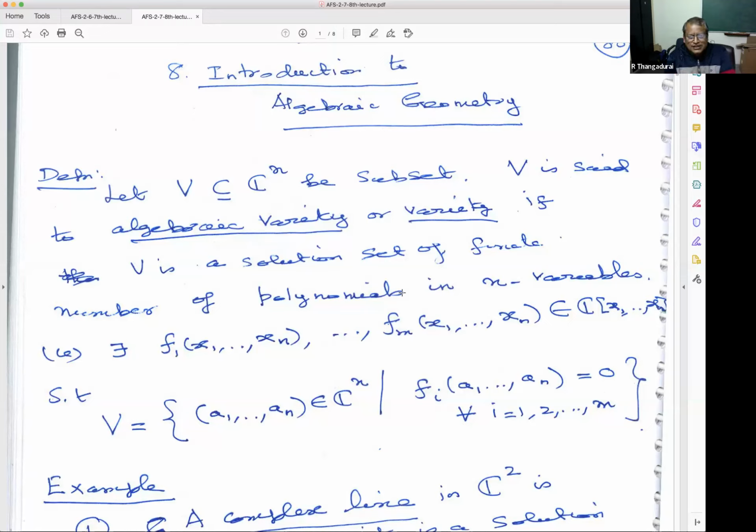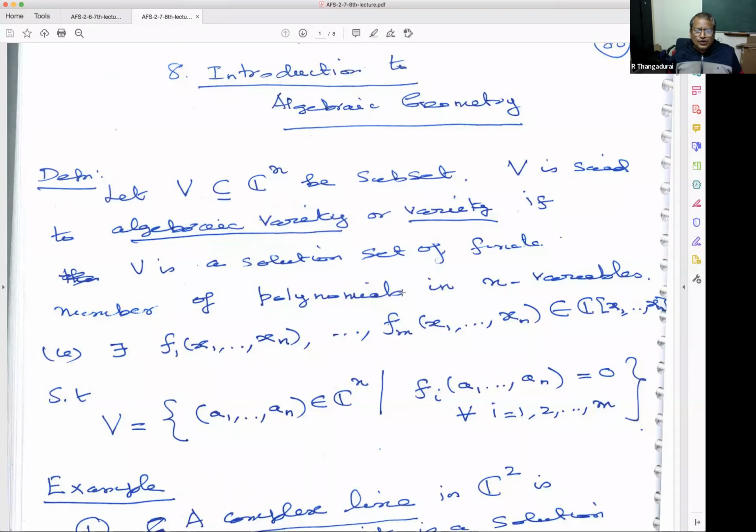Let V be a subset of C^n, where C is the complex numbers. V is said to be an algebraic variety, or variety, if V is the solution set of a finite number of polynomial equations in n variables. That means V consists of points A = (a1, a2, ..., an) in C^n such that f1(A) = 0, f2(A) = 0, etc., fm(A) = 0. Simultaneous solutions of these polynomial equations.